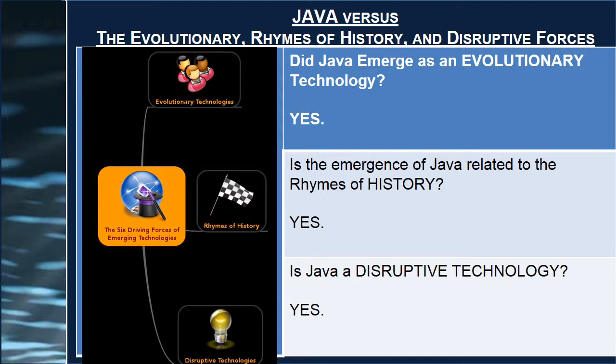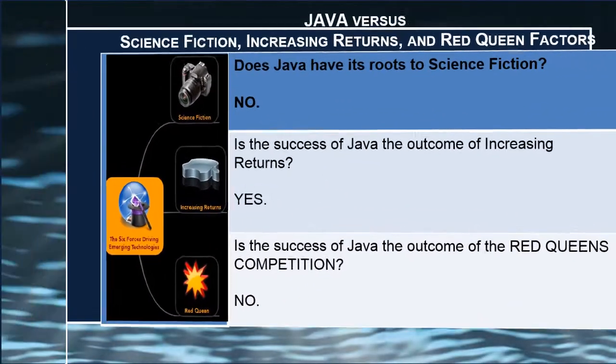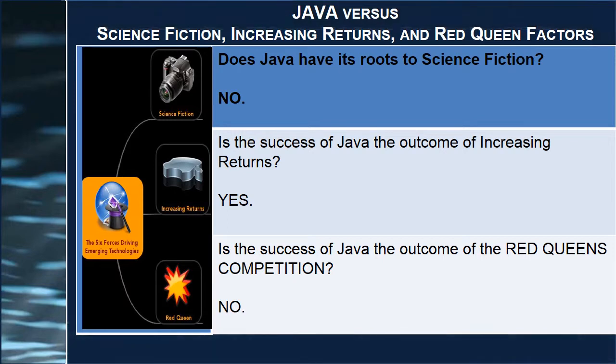Is Java a disruptive technology? Yes, it has been a disruptive technology in the programming language industry due to its adaptability and compatibility with other disruptive technologies or paradigms such as cloud computing, software as a service, SaaS, and bring your own device. Does Java have its roots in science fiction? No, the emergence of Java is in no way linked to science fiction. It has, however, been used widely to develop science fiction games and robots.